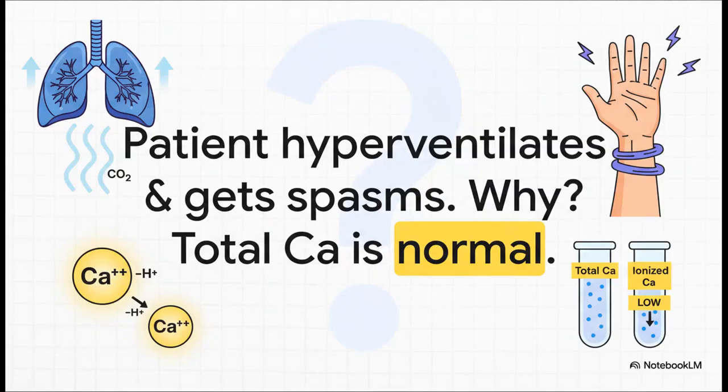Okay, surgeons, pop quiz. This is a classic board question. You've got an anxious patient, they start hyperventilating, and suddenly their hands are cramping up. You draw a total calcium and it's normal. So what's going on? You know this one. The hyperventilation blew off CO2, causing a respiratory alkalosis, and that dropped their active ionized calcium.